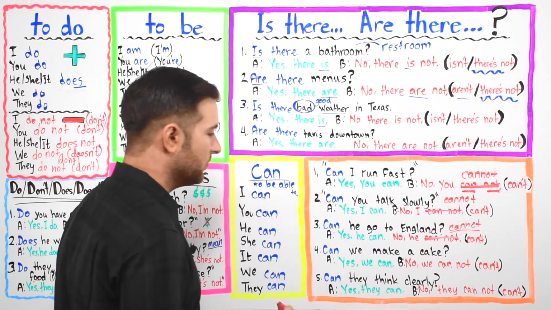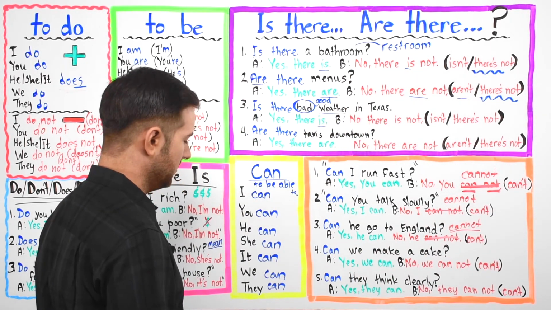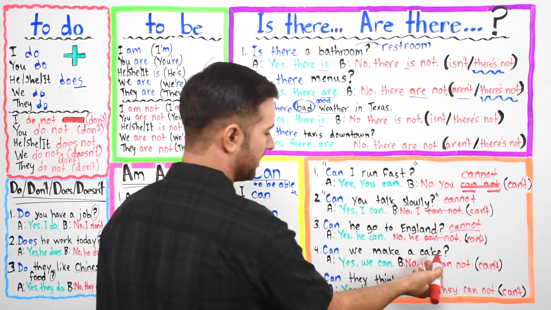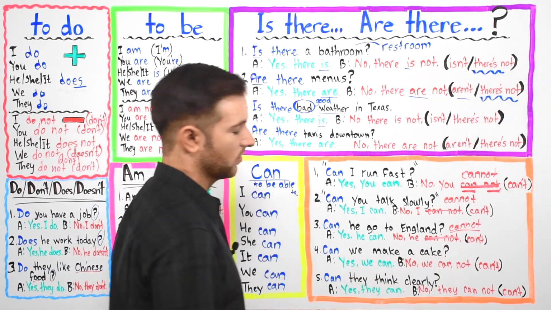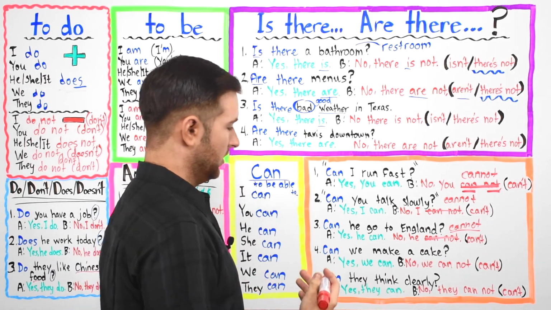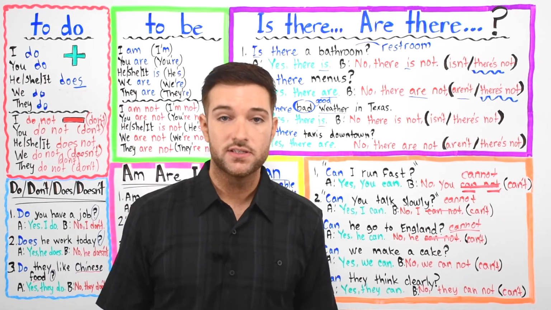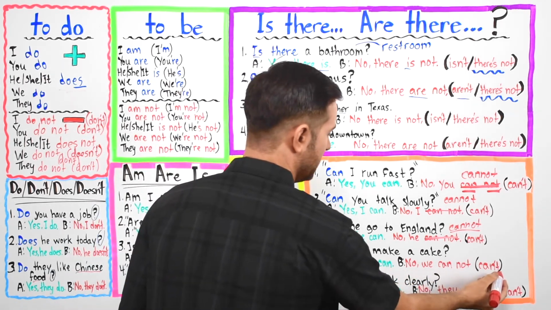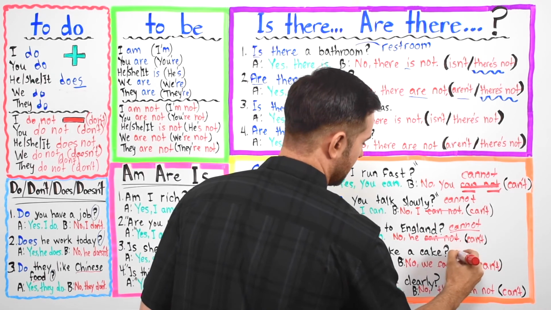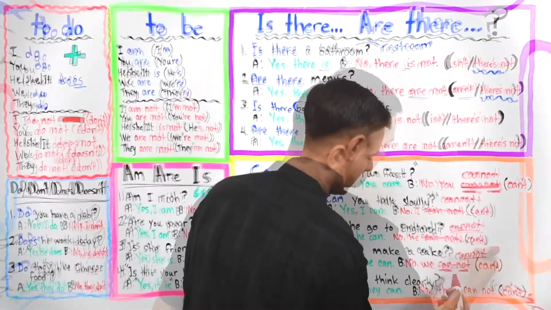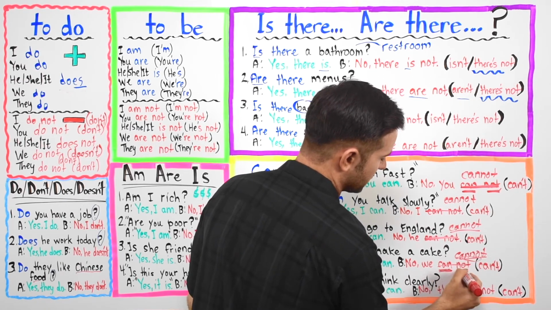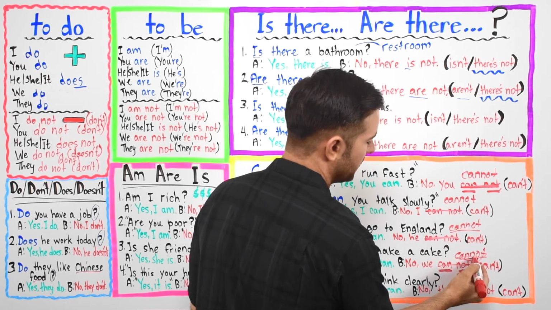Number 4, can we make a cake? Okay, so we have we can. Can we make a cake? Like a birthday cake or a wedding cake, or a cake is usually made for a celebration, right? So can we make a cake? Yes, we can, or no, we cannot, or no, we can't. Again, we'll put it in one word. Okay, so you can have one word right here, or you can have it in 2 words, okay?